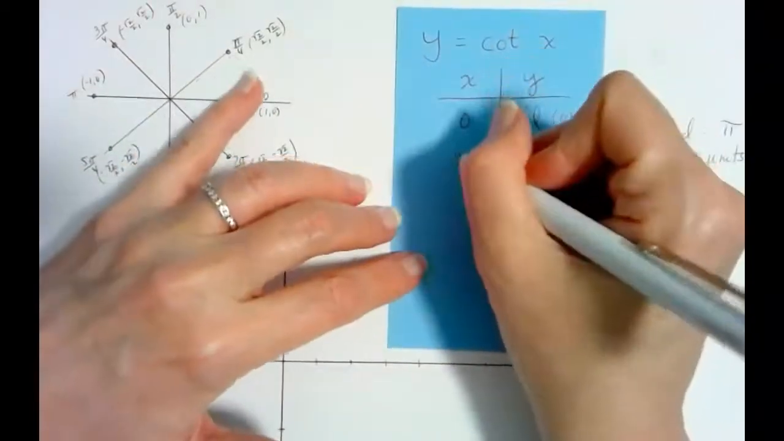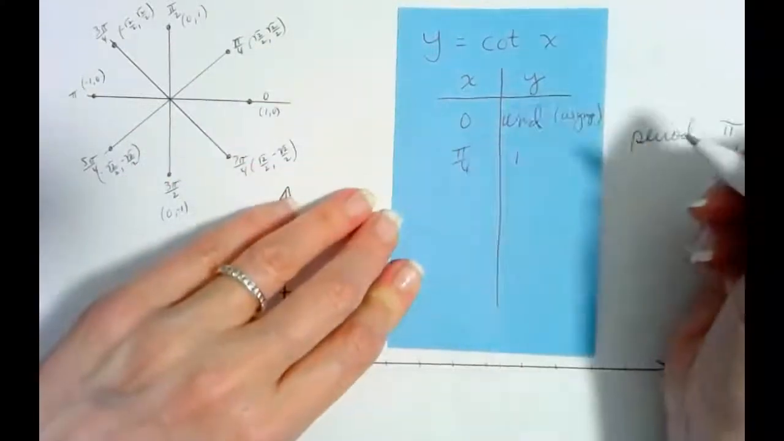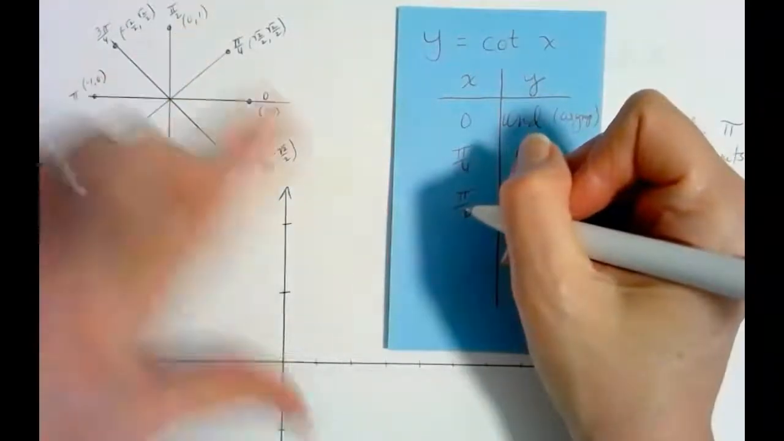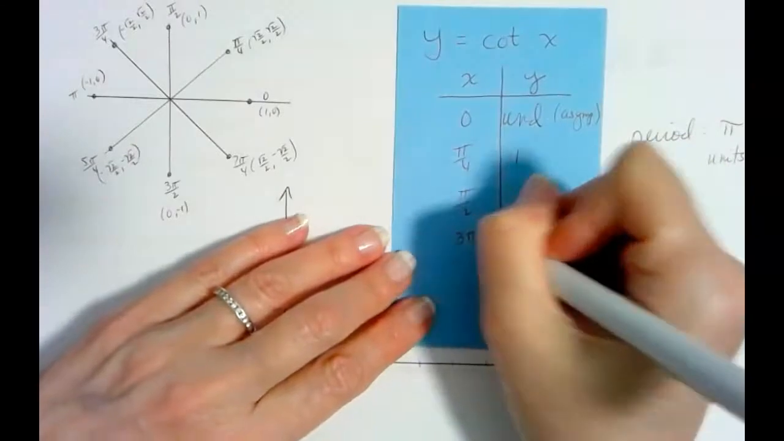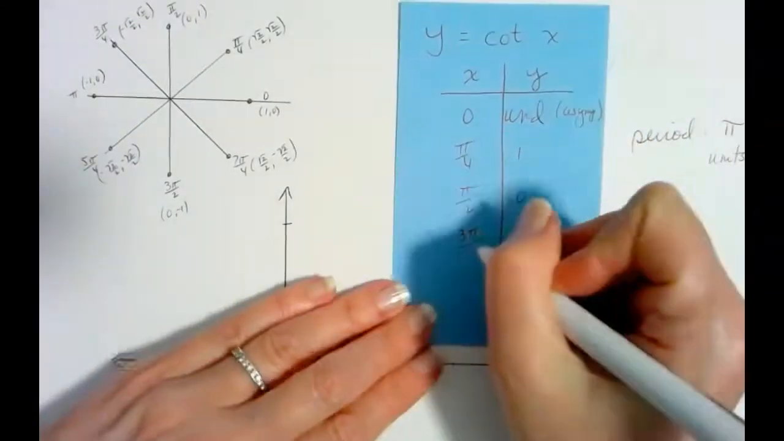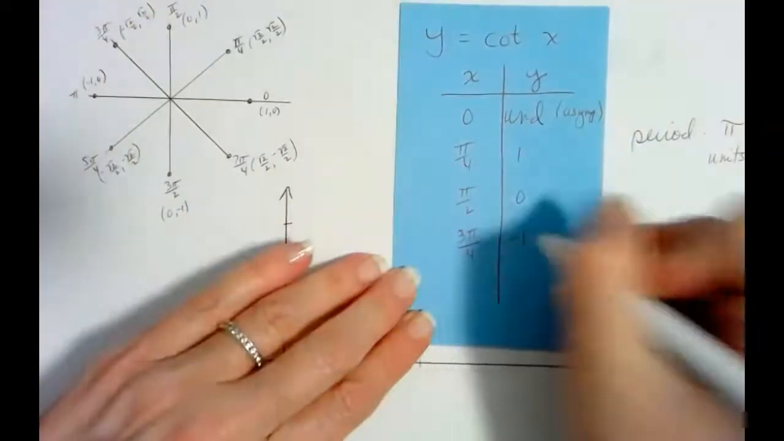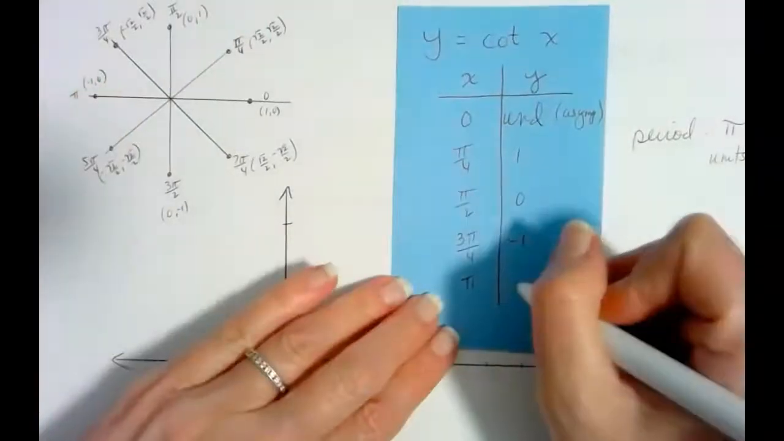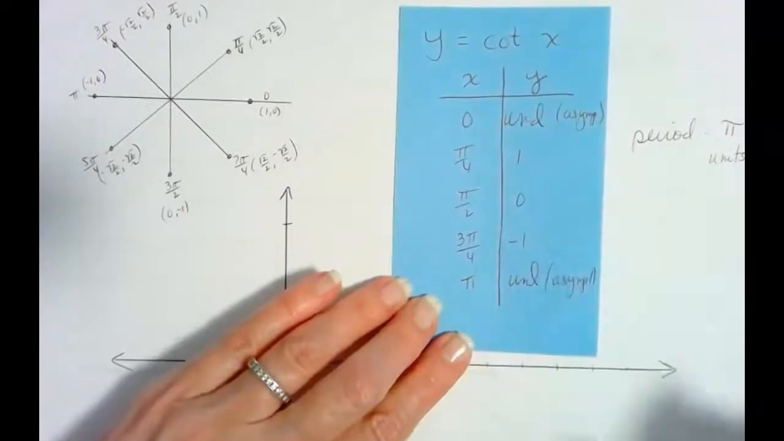Next, let's go to pi over 4. At pi over 4, x over y is going to be equal to 1. At pi over 2, we have 0 over 1. That is 0. At 3 pi over 4, x over y is equal to negative 1. At pi, x over y is undefined. That will be another asymptote.